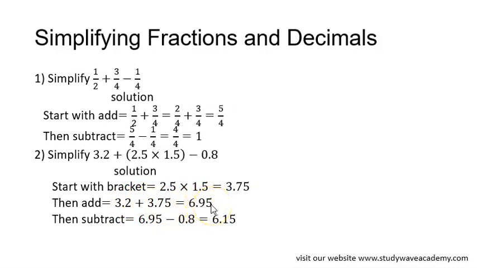Okay, we have gotten our answer of 3.2 plus the bracket, which we got 3.75. So now we have to minus 0.8. So 6.95 minus 0.8, our answer is going to be 6.15. Did we get that? I hope we understood this.